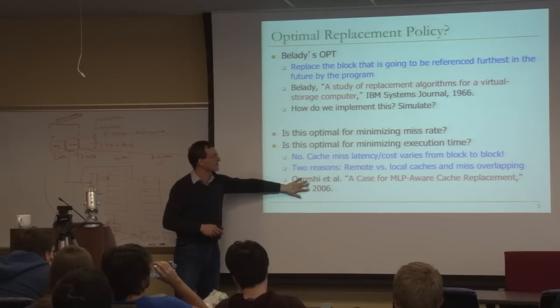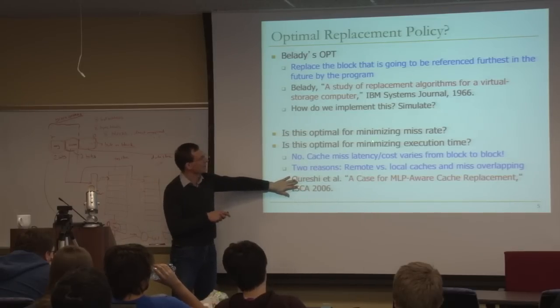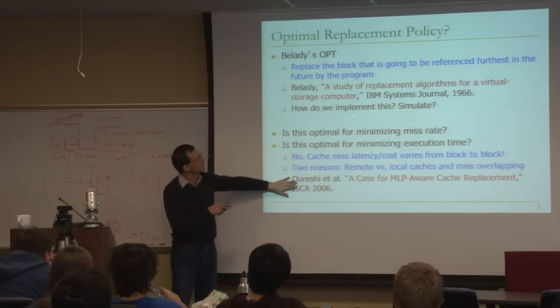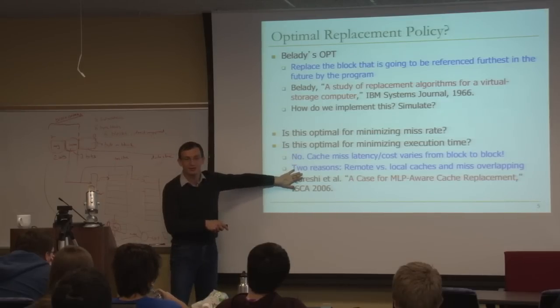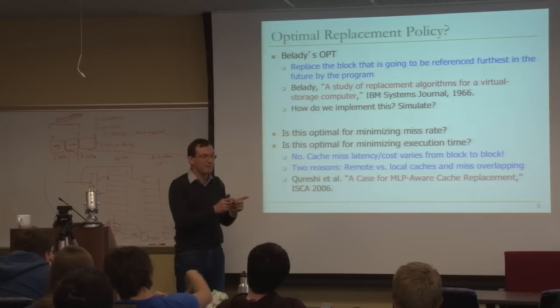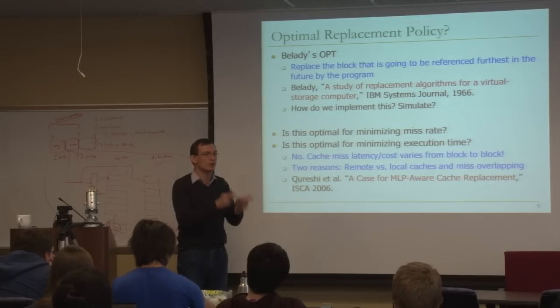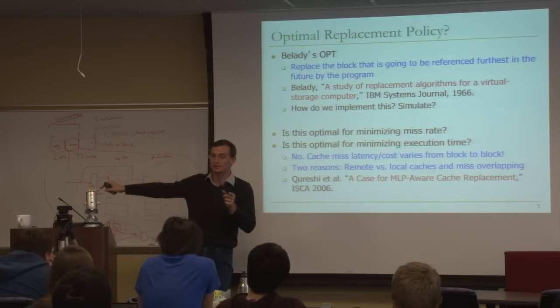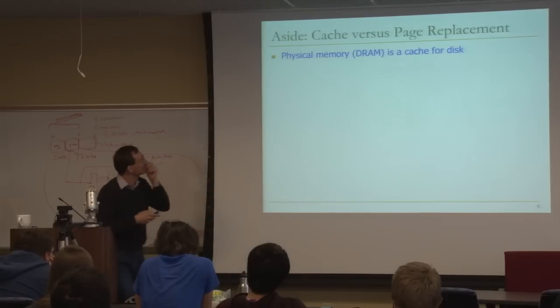But yeah, we'll get back to this. This paper actually shows that this policy is not optimal for minimizing miss rate, given that you have miss overlapping in current out-of-order processors. Because a miss that happens alone by itself is much more costly than a miss that happens with many other blocks in parallel. OK, we'll get to that.